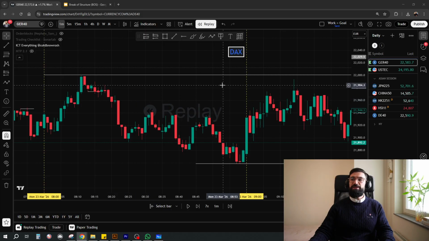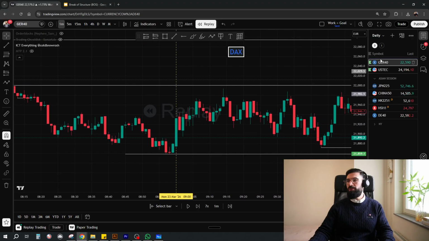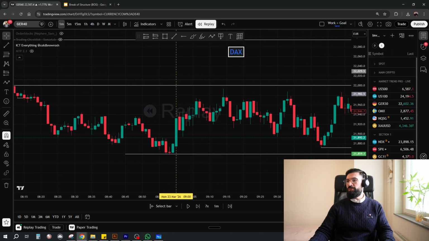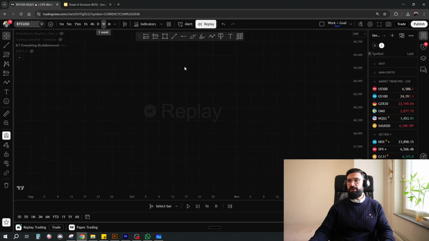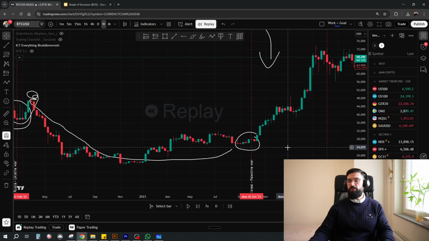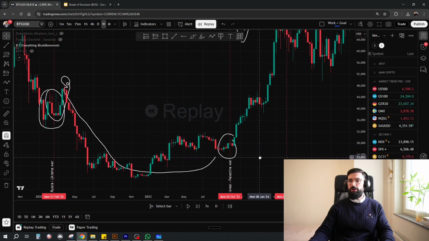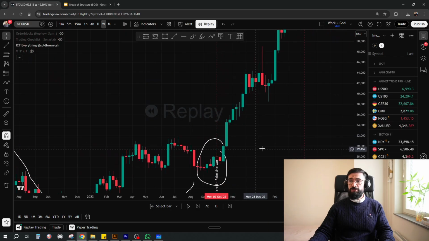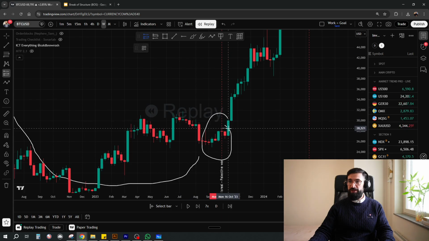All right, this is what a break of structure is, and this is where you can define where the trend is going on a higher time frame. Let me just show you on Bitcoin. If you go to the higher time frame and see where Bitcoin is going, this is where you define where Bitcoin is going on the higher time frame. So you can see what Bitcoin did right here. It created a high, it created a break of structure.